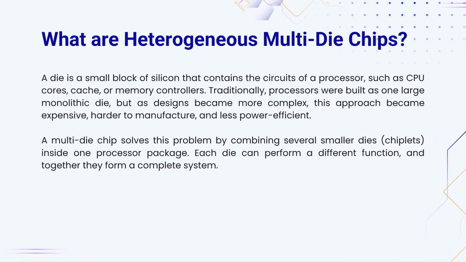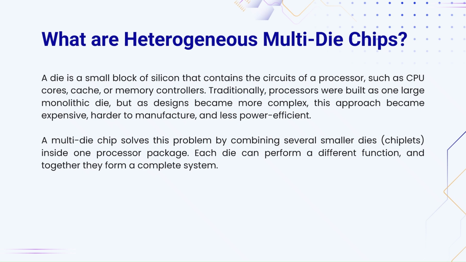First, let's understand what a die is. A die is a small block of silicon that contains the circuits of a processor like CPU cores, cache, or memory controllers. Traditionally, processors were built as a single large monolithic die, but as designs got more complex, this approach became expensive, harder to manufacture, and less power efficient.